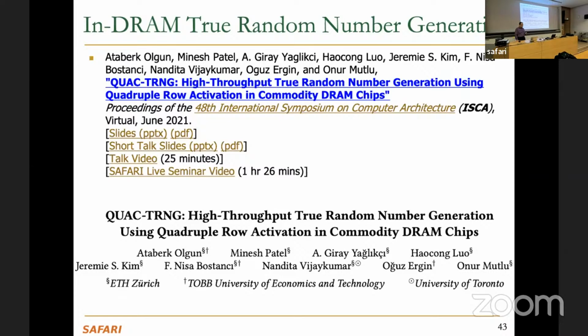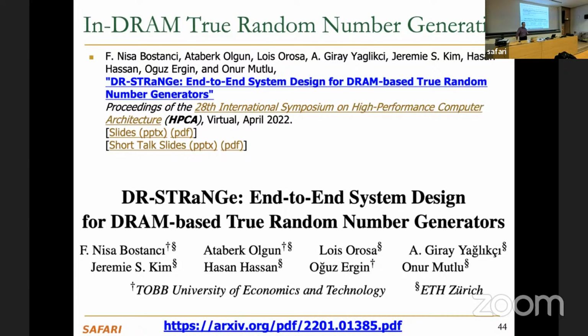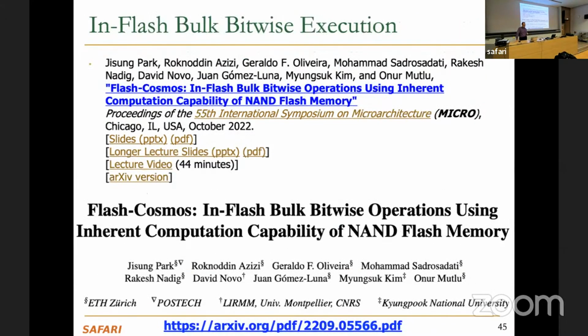We also show that Ataberk showed that by activating 4 rows at the same time, you can do this QUAC-TRNG that improves the throughput of the true random number generation inside the DRAM. So that's another improvement on top of it. And Nisa also did a system design, like end-to-end system design for DRAM-based true random number generation that you can check if you are interested.